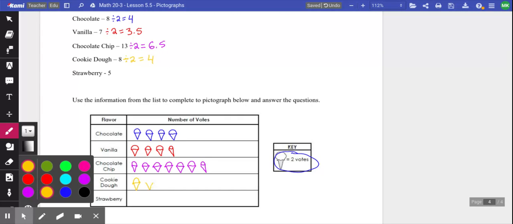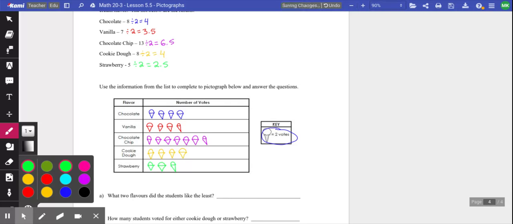1, 2, 3, 4. And my last one is strawberry. So strawberry, divide those 5 people by 2, and I get 2.5 pictures. 1, 2, and a half.